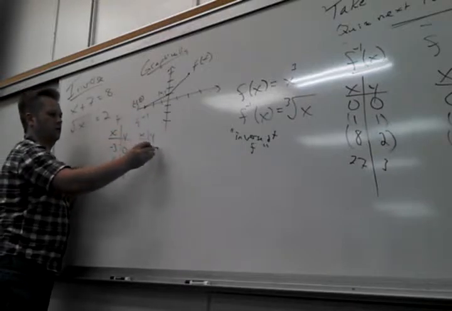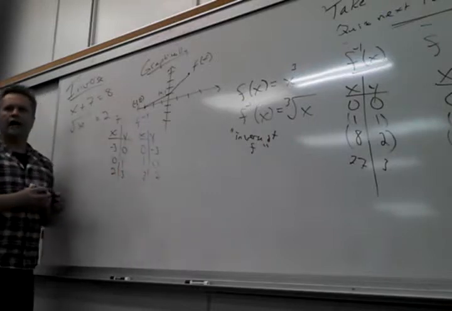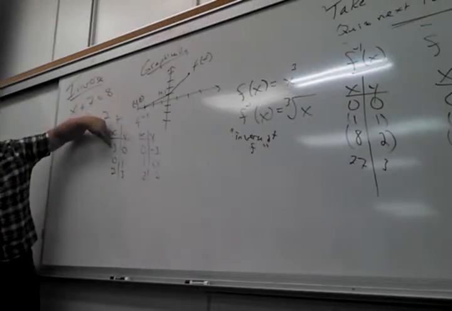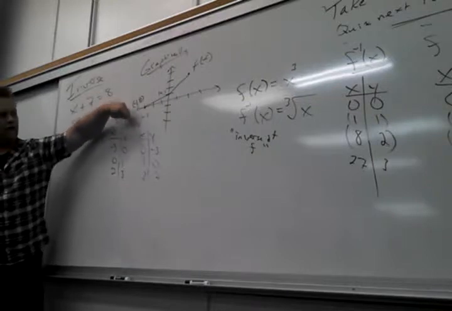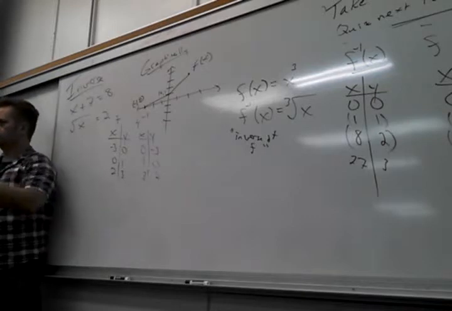F inverse is going to go 0, negative 3. 1, 0. 3, 2. It's going to have to. Whatever F did to negative 3, it made it 0. F inverse is going to undo that. It's going to go from 0 back to negative 3. It's going to undo it.